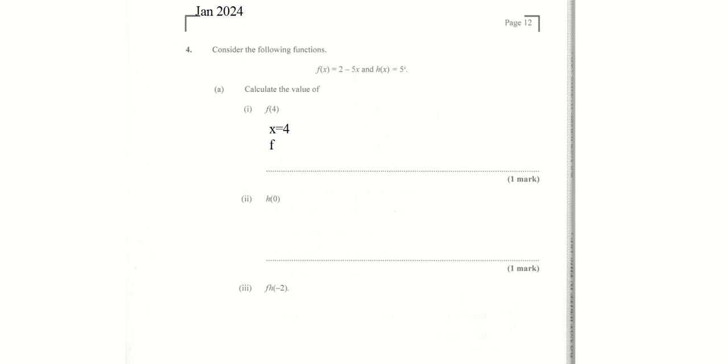So therefore, f of 4 would be equal to 2 minus 5 multiplied by 4. We know the relationship between 5 and x means multiplication. So f of 4 would be equal to 2 minus 20, which is f of 4 is equal to negative 18. So we know again that if they ask you for f of 4, that means x is equal to 4. So our answer for this question would be negative 18.